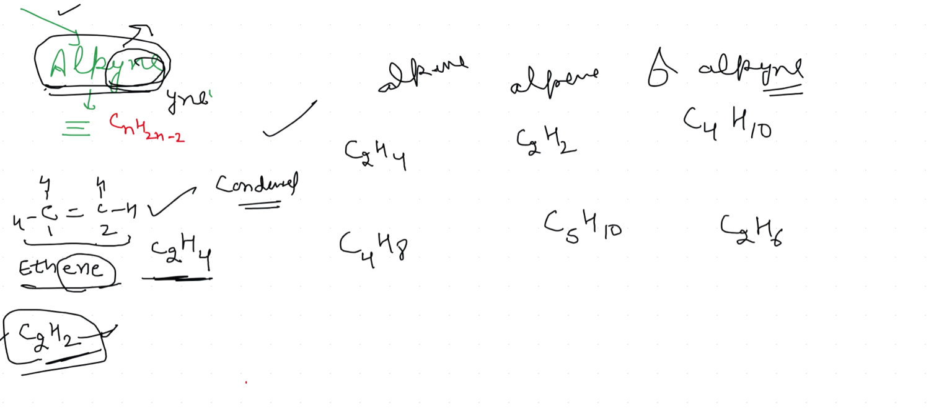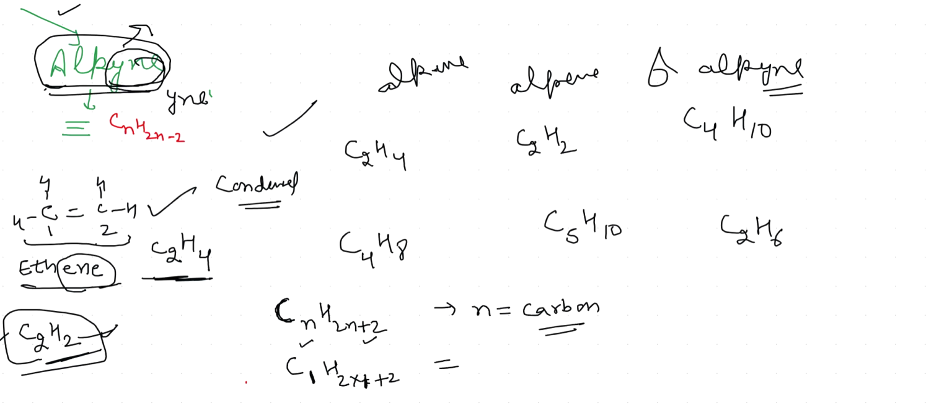If the molecule is alkane, then the formula is CnH2n+2. So n represents the number of carbon atoms. Just put the value of n, then you will get that alkane. Suppose the value of n is 1, here I have put the value of n as 1, 2 into 1 plus 2. Then you will get C1H2+2, C1H4. Then the molecular formula you will get is CH4.